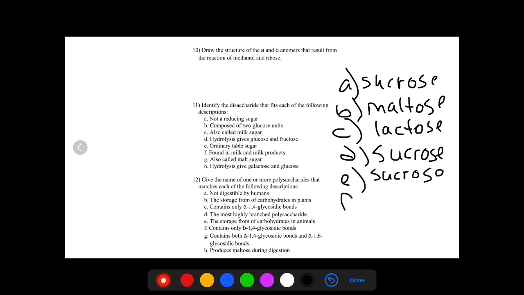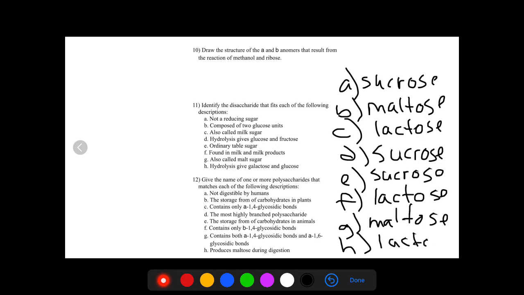F would be lactose, which is found in milk and milk products. G, malt sugar, is maltose. And then last one, H, hydrolysis gives galactose and glucose, is going to be lactose. So those are just different things that describe the disaccharides that we talked about. Now the polysaccharides, we're going to do the same thing.